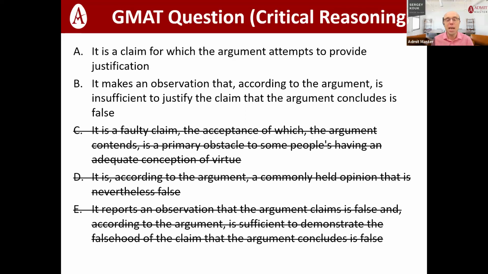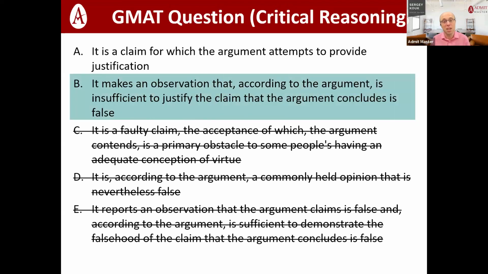A says, it is a claim for which the argument attempts to provide justification. So that means that part in bold was the main claim, also known as the conclusion or the main point. Is that true? No, it's not true. The main claim was these people are wrong and the ethicist is right. So A is not the right answer. I guess it has to be B. You know what? Honestly, whatever B says at this point doesn't matter. That's the only answer choice that's left.